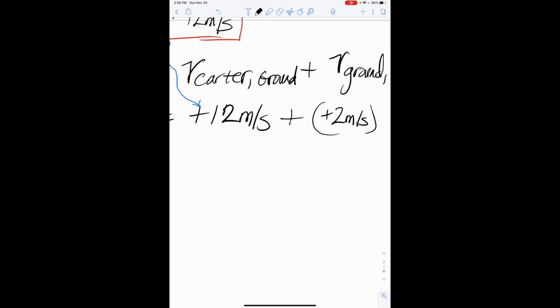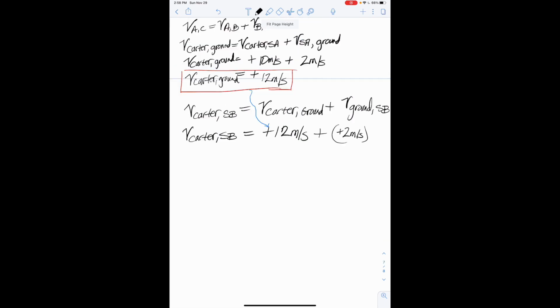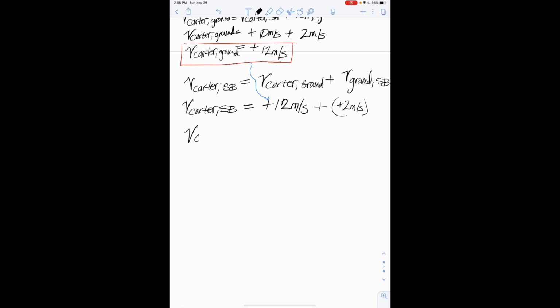So my point here then is that the velocity of Carter relative to sidewalk B is just like we predicted, that faster velocity of 14 meters per second. All right, good. And there's our answer to number 9.